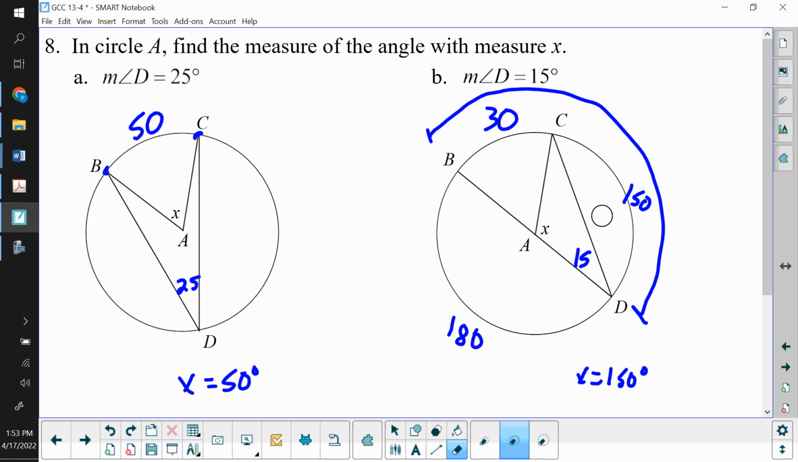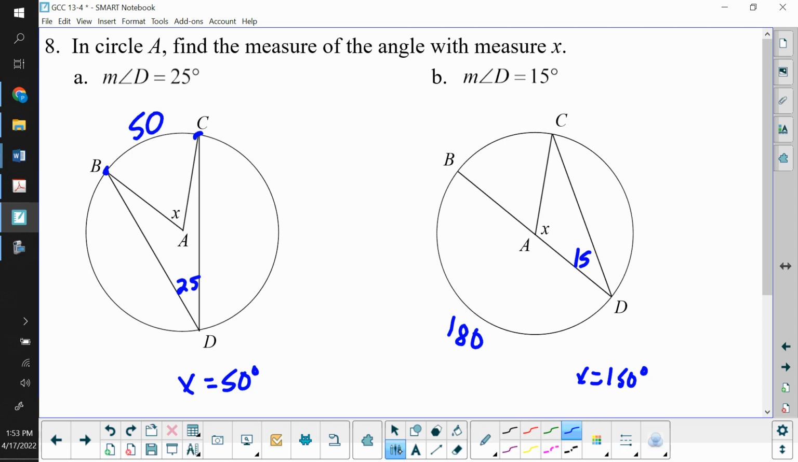Here's a second way we could do this problem. And in these circle problems, there's often more than one way. We could recognize that we have a bunch of radii here. AB, AC, and AD are all radii. So all those lengths should be congruent because all the radii in a circle are congruent.